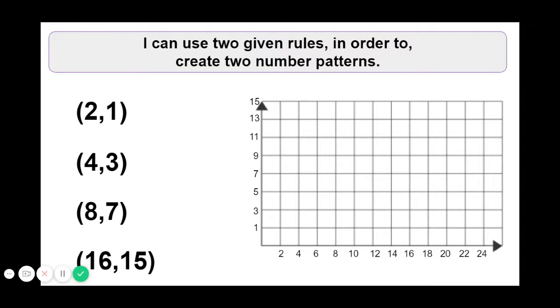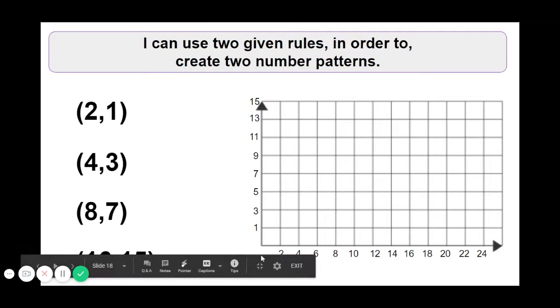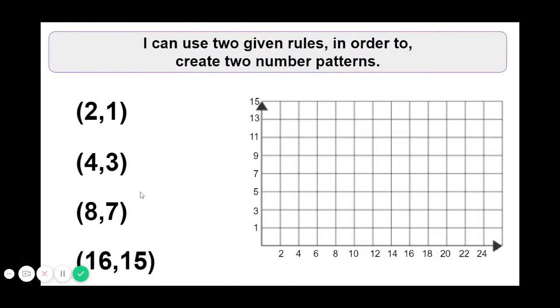If you notice, along my x-axis, I started at 2 and counted up by 2. So 2, 4, 6, 8, all the way up. And along my y-axis, I started at 1 and also counted up by 2s. 1, 3, 5, 7, 9, and all the way up. So I'm going to plot my points.